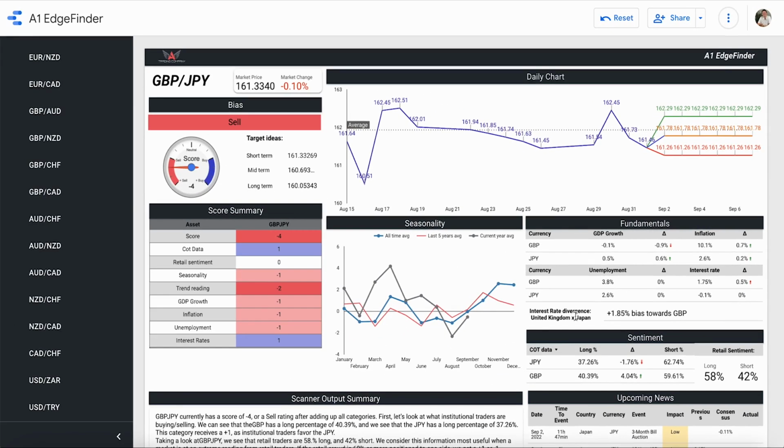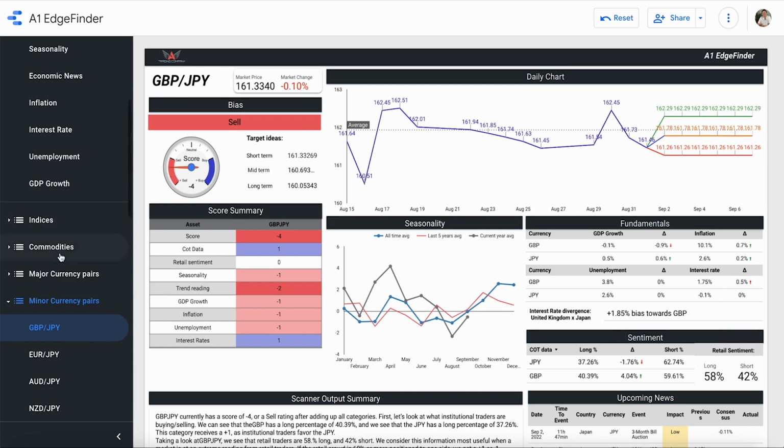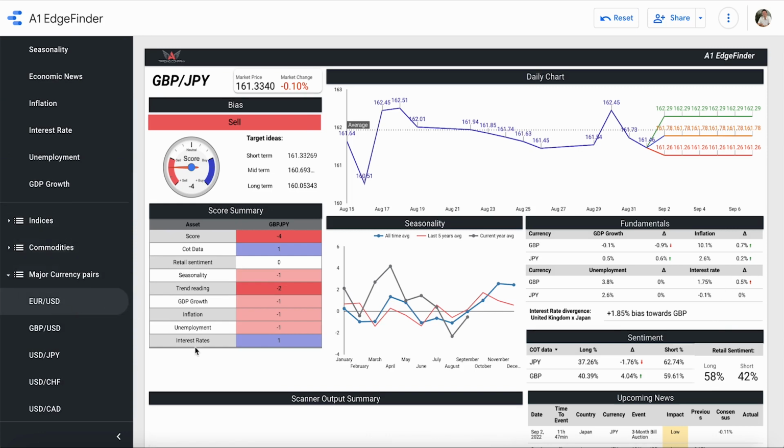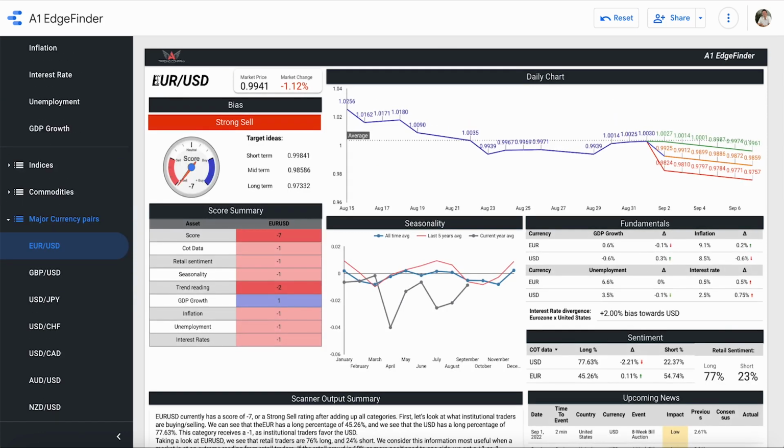So interest rate divergence, United Kingdom versus Japan, we have a plus 1.85% bias towards the pound because of the difference here. Right, so pound is higher, that's the first one, that's why it's a plus. But if we look at Euro USD, the dollar has the higher interest rate in this example, and so it is a negative score.